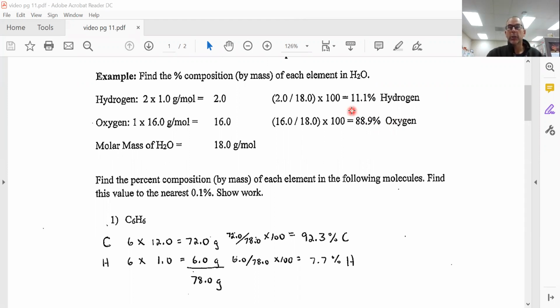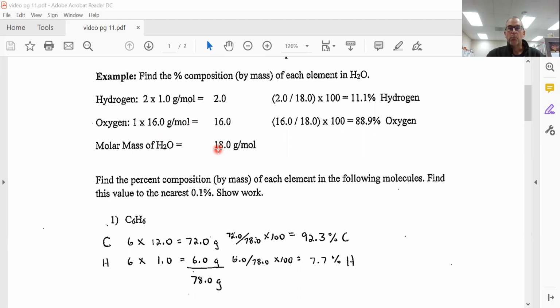To do that, the first thing we do is figure out the molar mass. It's good to write the components because we're going to use those as we do it. I'm not going to go to a periodic table, but the molar mass of hydrogen is 1. We have 2 of them, so 2 times 1 is 2. And oxygen, we have 1 of them, and the molar mass is 16, so 1 times 16 is 16. So 2 plus 16 is 18. That's the molar mass of water.